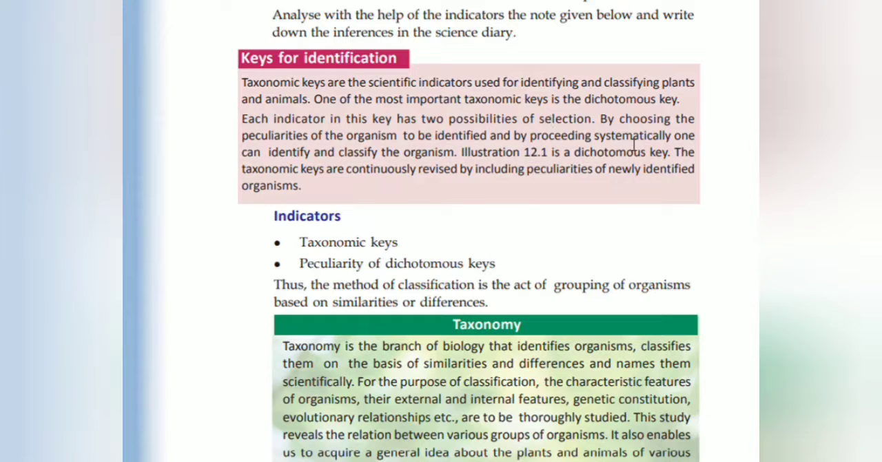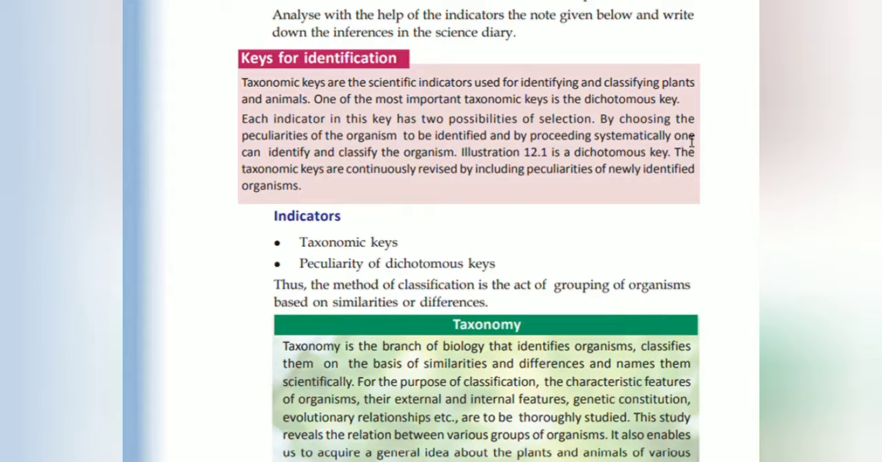Taxonomic keys are being used. One of the most important taxonomic keys is the dichotomous key. Each indicator of these keys has two options for selection. So in dichotomous keys, we use two options.